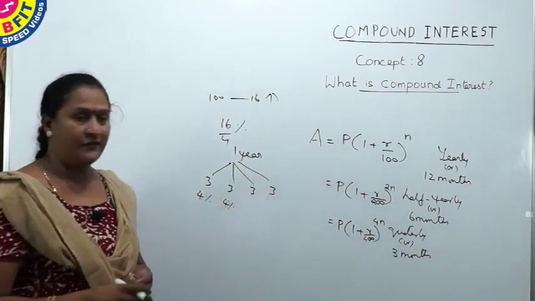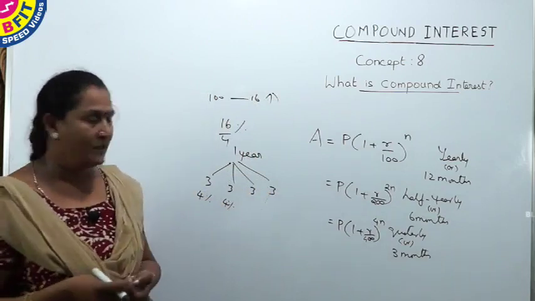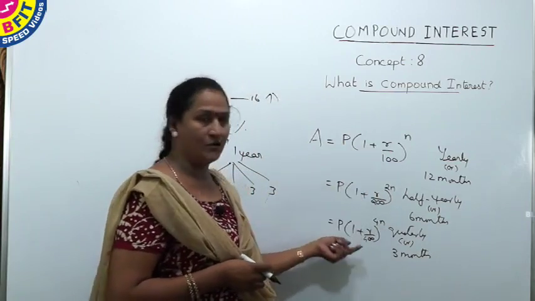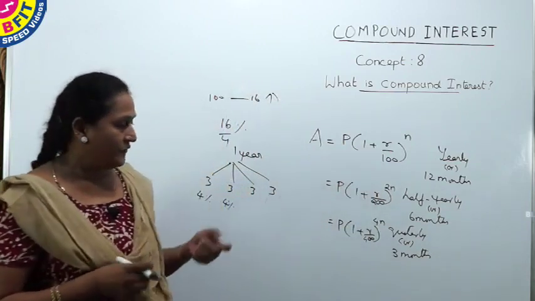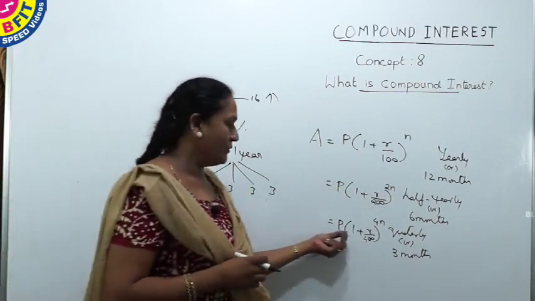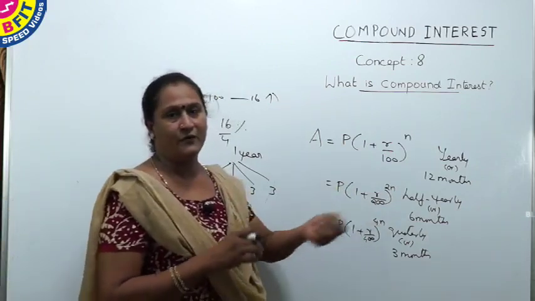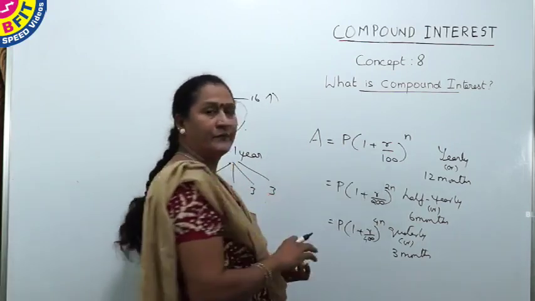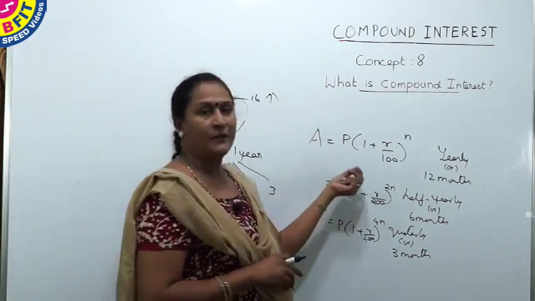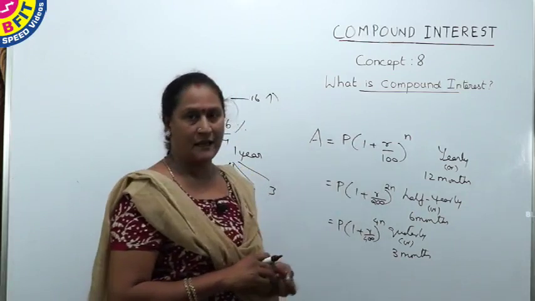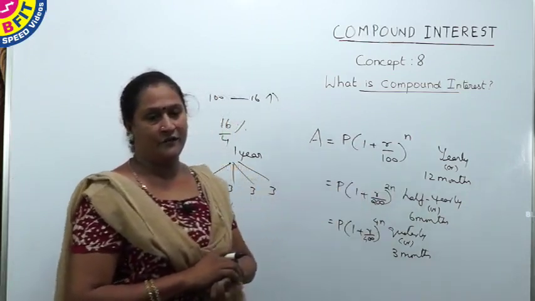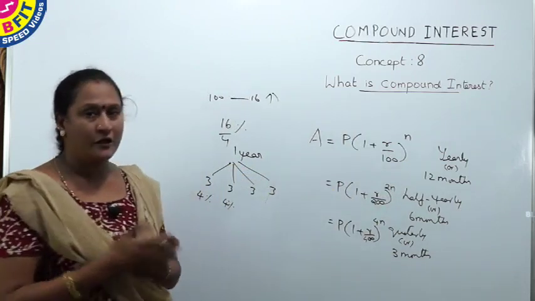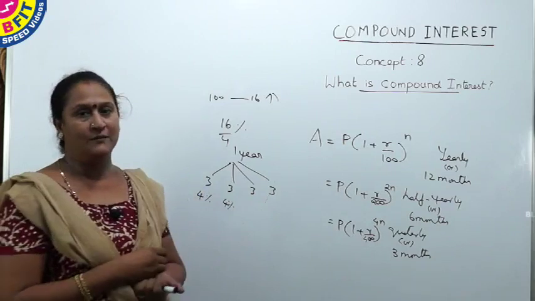So in the question, if it is mentioned as half yearly or quarterly, you can find the amount. For half yearly, P into 1 plus R by 200 power 2n. And if it is mentioned as quarterly, P into 1 plus R by 400 power 4n. If the period is not mentioned, we can use the formula A equal to P into 1 plus R by 100 whole power n, where interest is calculated for every 12 months. So now we'll see how to find the amount or the compound interest using this formula.